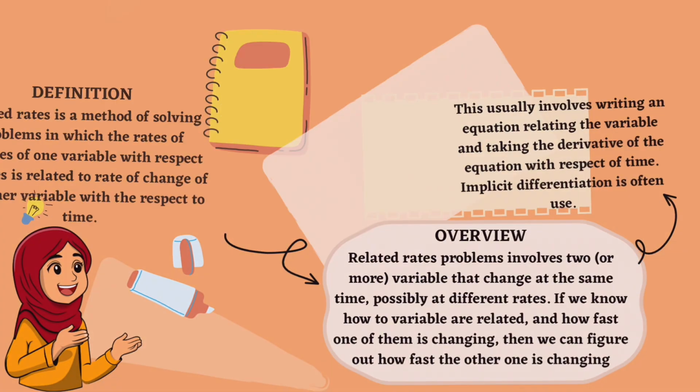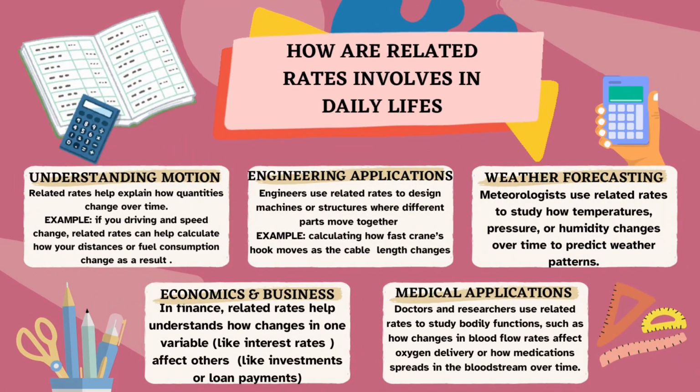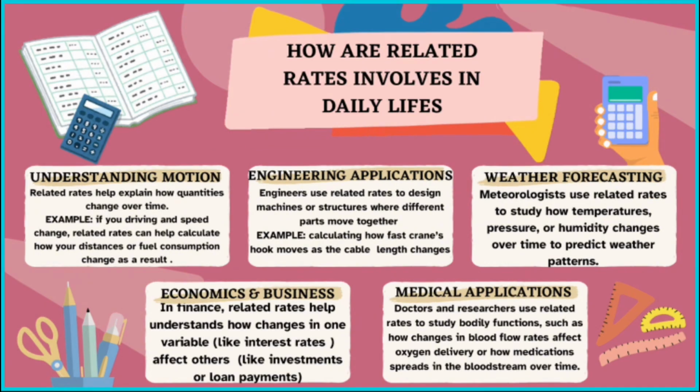Have you ever questioned yourself, how are related rates involved in daily life? There are 5 examples of how related rates are involved in daily life. The first one is understanding motion, which means related rates help explain how quantities change over time. For example, if you are driving and your speed changes, related rates can help calculate how your distance or fuel consumption changes as a result.